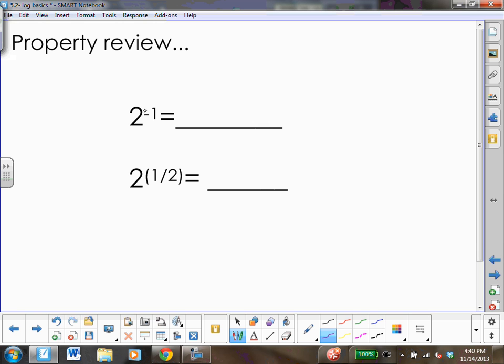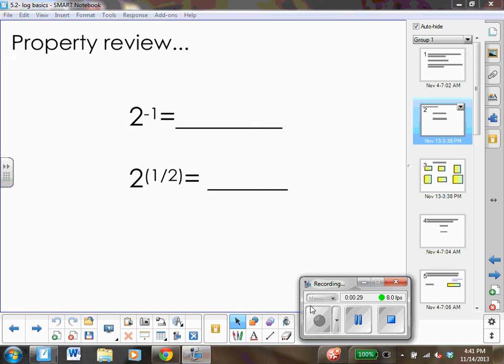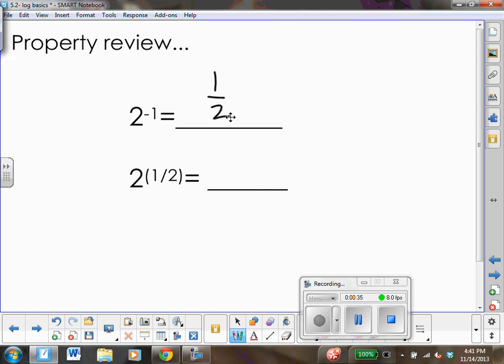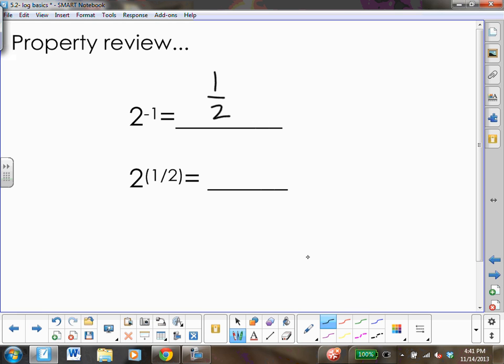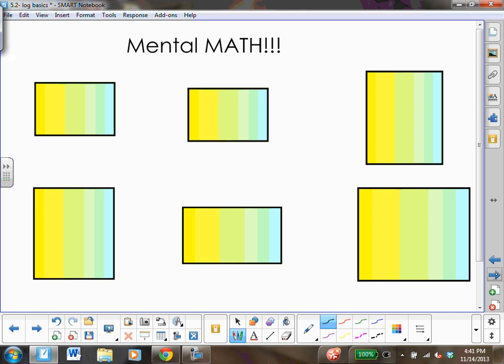So for example, 2 to the negative first power is the same thing as expressing one half. And any number to a fractional exponent, we take the number that's underneath that fraction in the denominator, and that's our radical. This will help us as we go through and evaluate logarithms.